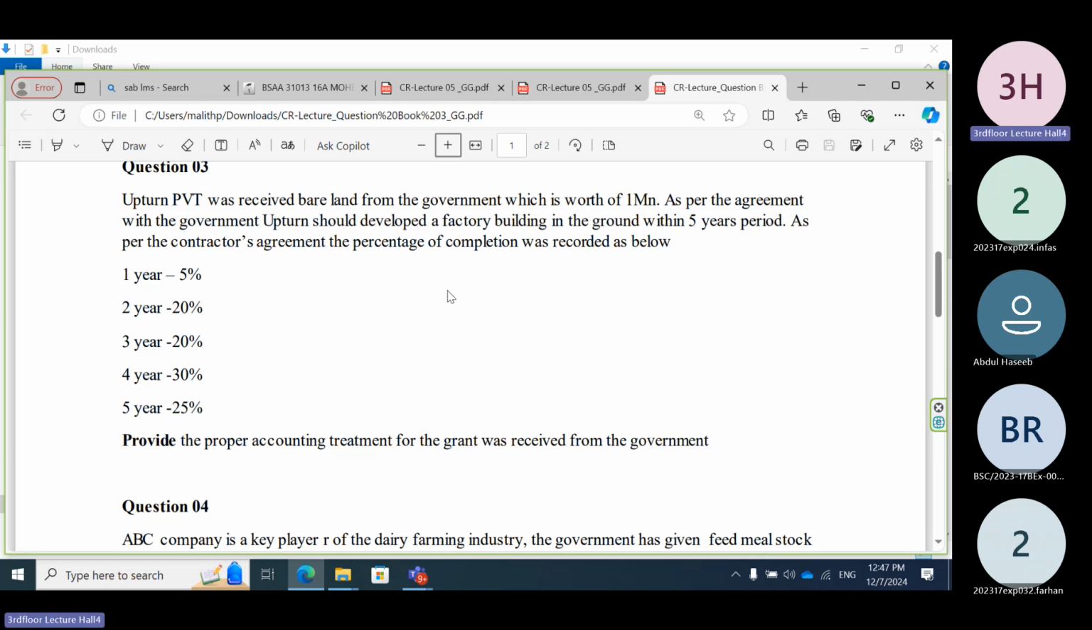You need to recognize 1 million. You are now using this land and you control this land, so you need to recognize that as an asset. So the land account: land debit 1 million. Credit where? Credit to the grant deferred revenue account. Deferred revenue account credit 1 million.